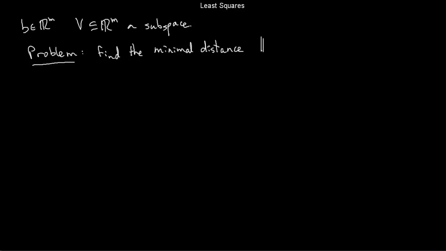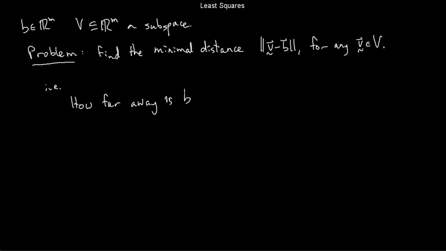The point is that you're going to ask for the norm of v tilde minus b, where v tilde is the closest point in V to b. So range over all v's in V, find the closest one to b, and find the minimal distance. The point is that the norm squared is a quadratic, and so that's going to let us use our previous techniques.